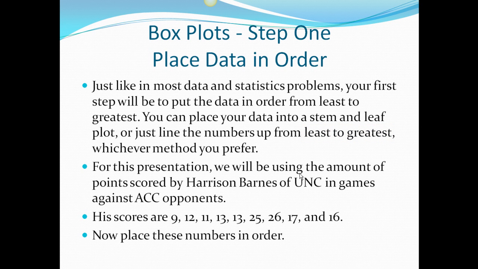For this presentation, we're going to be using some points scored by Harrison Barnes of North Carolina in some games against some ACC opponents in the past few weeks. I know all you Duke and State fans are really excited about that, but that's what we're using for this example. The scores we're going to be using from Harrison are his 9, 12, 11, 13, 13, 25, 26, 17, and 16 point games. So those are the points he scored, and the first step, of course, is to put these numbers in order from least to greatest.